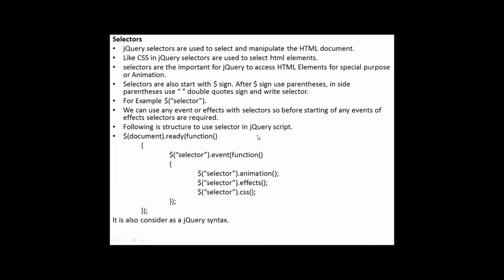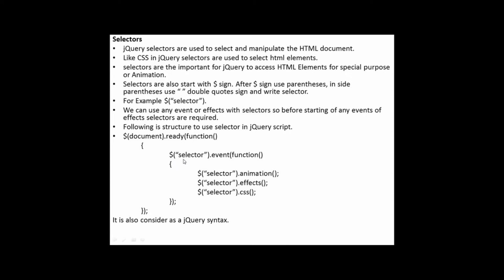Following is the structure to use a selector in the jQuery scripting language. As we know, whenever you start your jQuery, first you have to mention a ready event. Inside that ready event, we start to write our jQuery syntax, or we can create our jQuery event block, and inside that event block we give any animations, effects or CSS to the HTML selectors. This is how you write a selector with an event and animation.